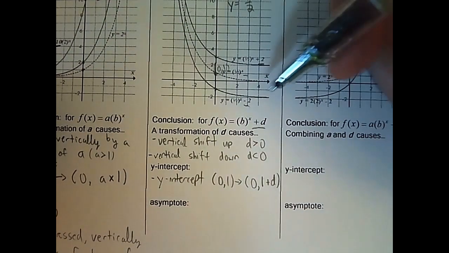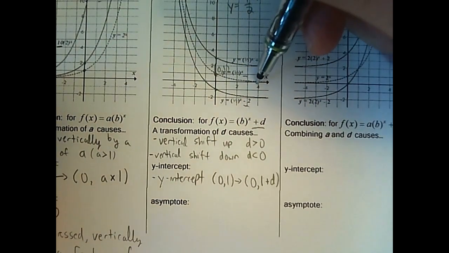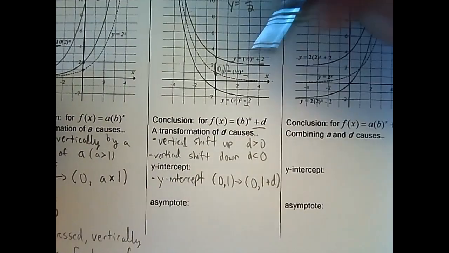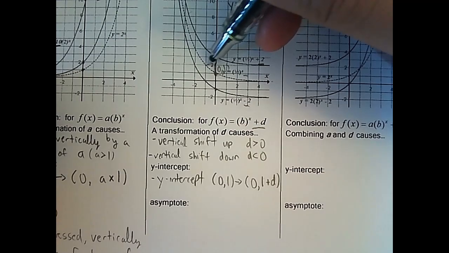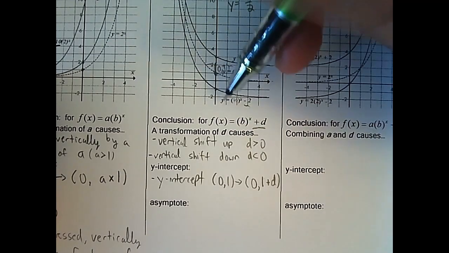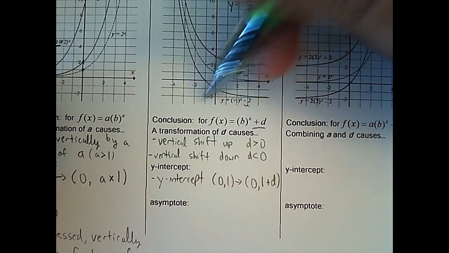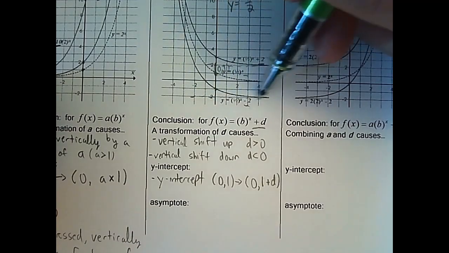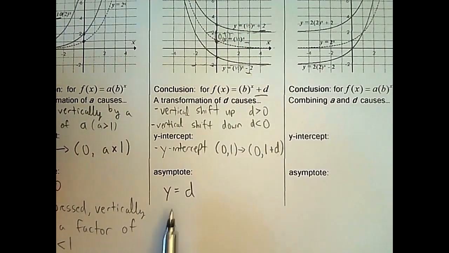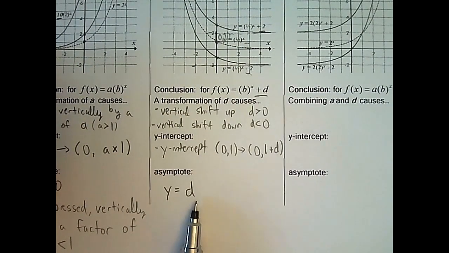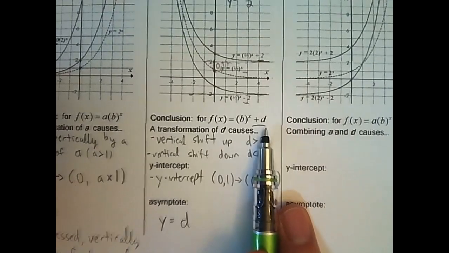And our asymptote, notice when the d value is 0, it's at 0. Then when I shift it up to 2, my horizontal asymptote is also at, if I drew a little dotted line here, also at 2. And our asymptote at -2 here is also at -2. So for the asymptote, y is equal to d. So the horizontal asymptote is always equal to the d value that's here.